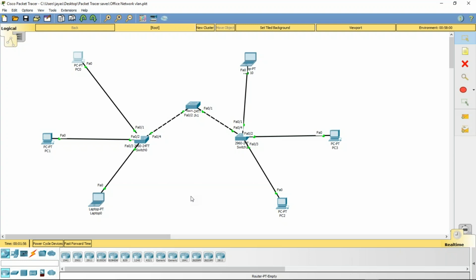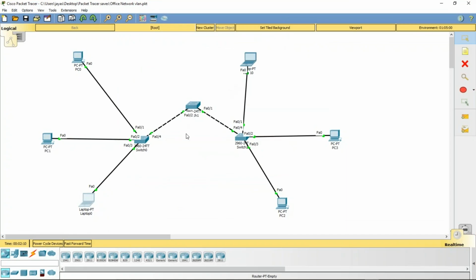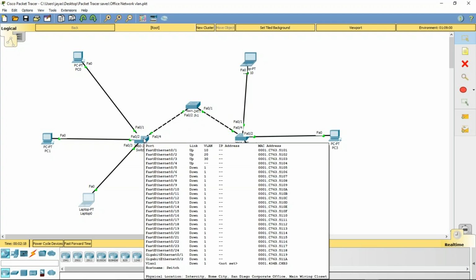Okay, here's the answer. The answer is no. There's no router here. These are in different VLANs, okay? And if you're in different VLANs, these devices cannot communicate with each other without a layer 3 device. It does not work that way.